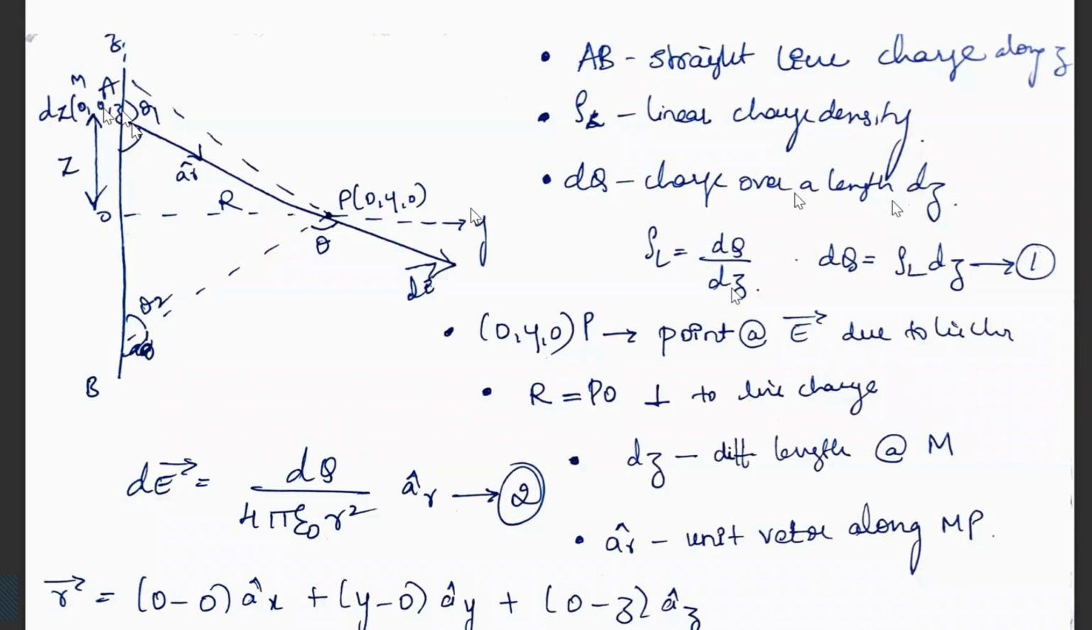We know it is charged by length. So dq divided by dz. On rearranging, we can write dq is equal to rho L into dz. This will be my first equation.